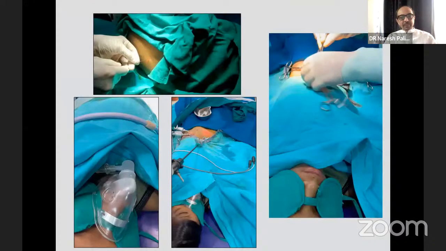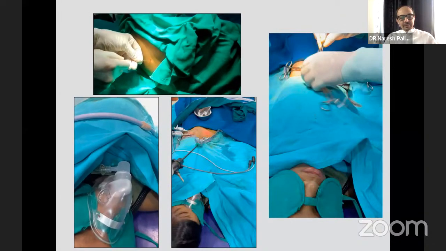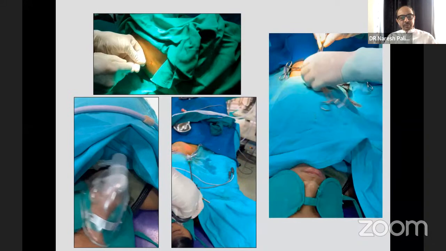This is a pediatric patient, 8 years old. Laparoscopic appendicectomy.